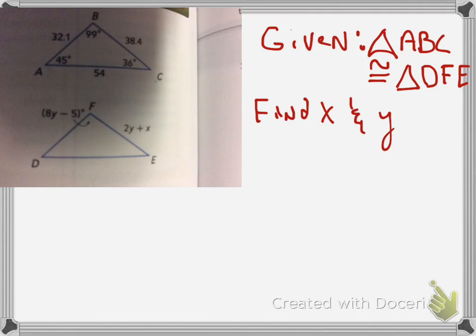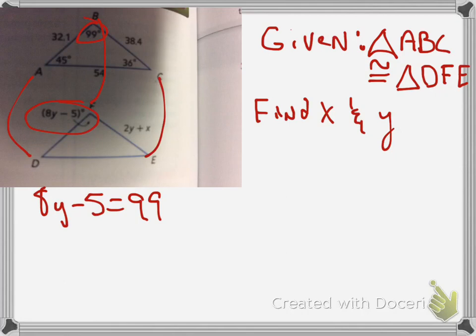All right, so here's another example. This time, instead of trying to prove that they're congruent, I'm going to tell you that they're congruent, but now you've got to find some missing values. Okay, so because of the way this is written, A goes with D, B goes with F, C goes with E. So I've got this right here, and I know it's equal to 99. So I can start off with that. 8y minus 5 is equal to 99, because those two are congruent.